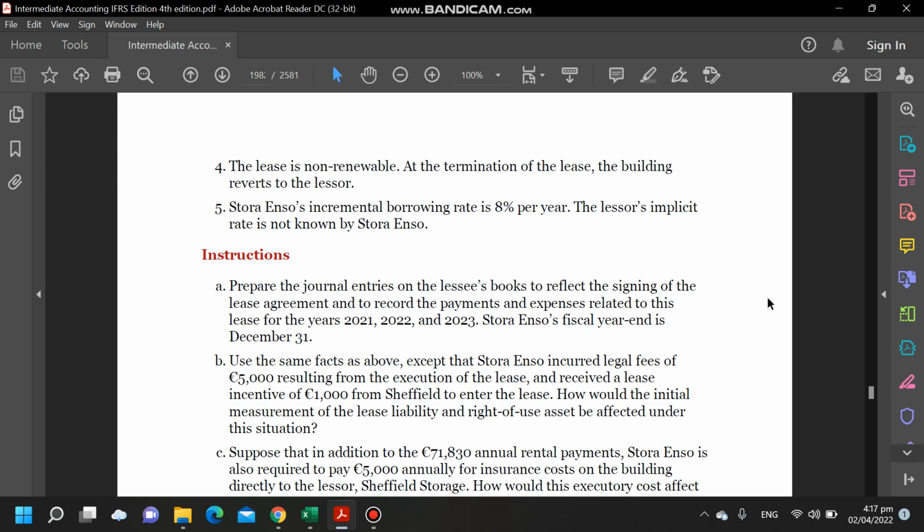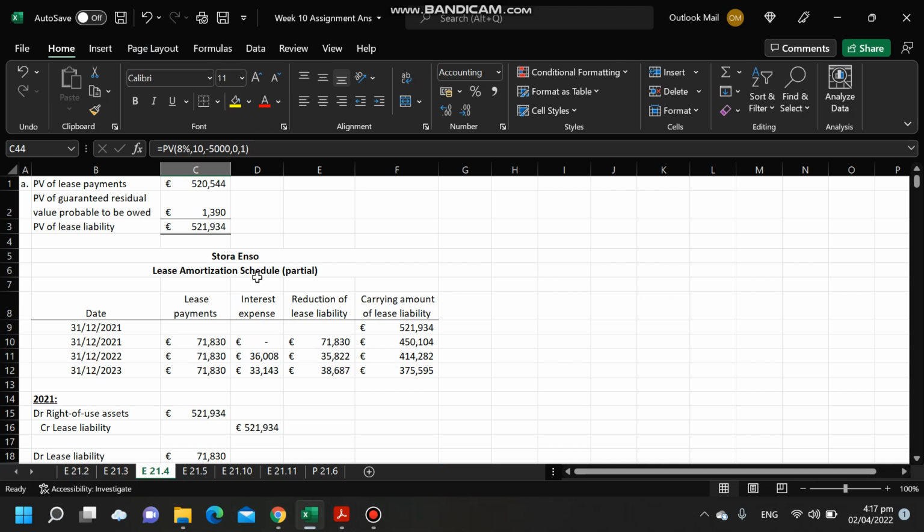So instructions A, prepare the journal entries on the lessee's books to reflect the signing of the lease agreement and to record the payments and expenses related to this lease for the years 2021, 2022, and 2023. Stora Enso's fiscal year end is December 31st. So for A, we should start with the calculation of the present value of the lease liability.